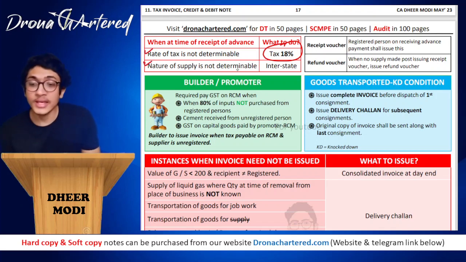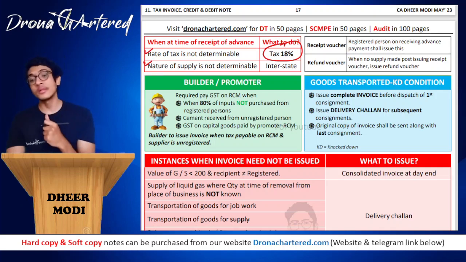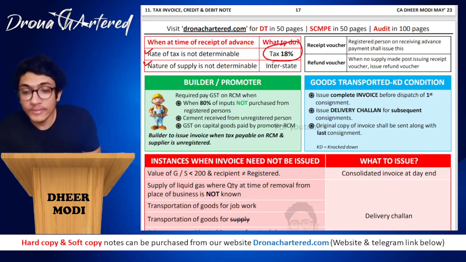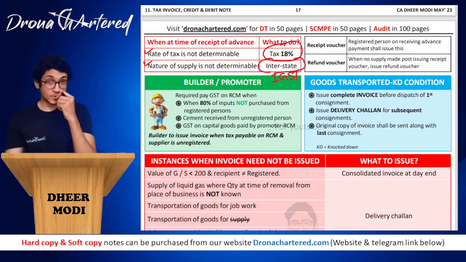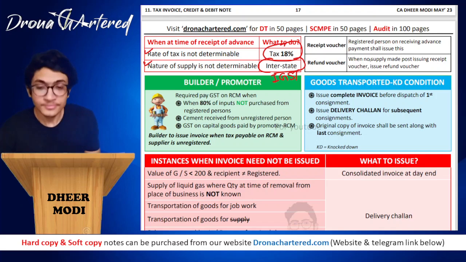And second, if the nature of supply is not determinable, that is whether it is interstate or intrastate, it will always be treated as interstate, that is different states, and IGST will be charged on your supply. Okay, so if you have any confusion, it is 18% and IGST.